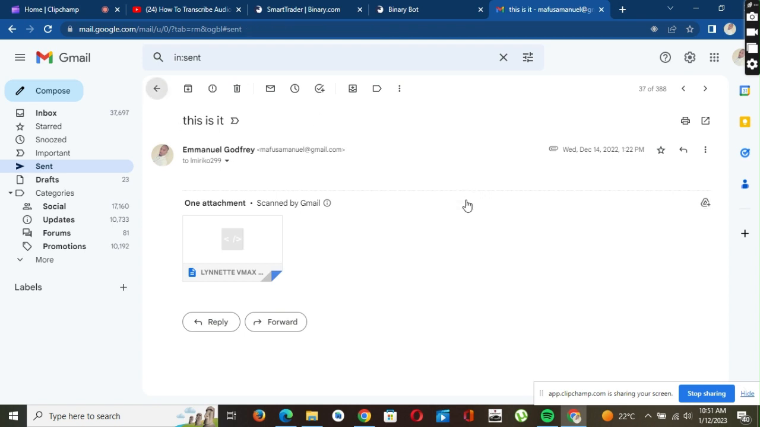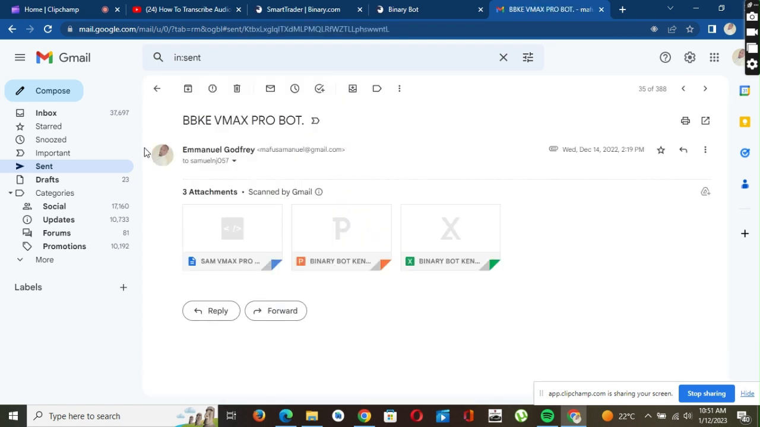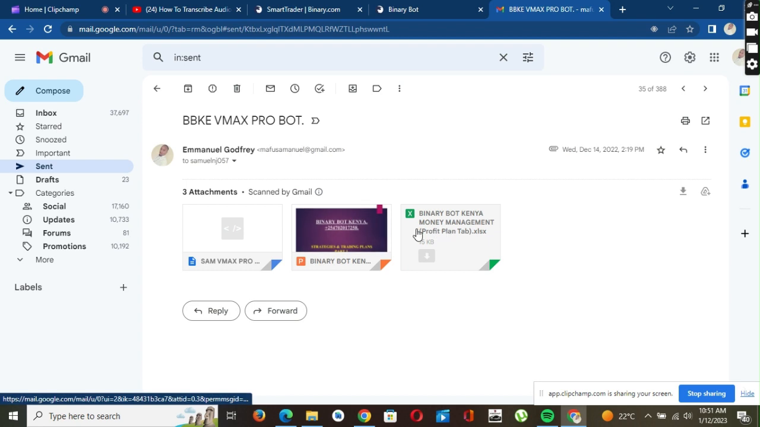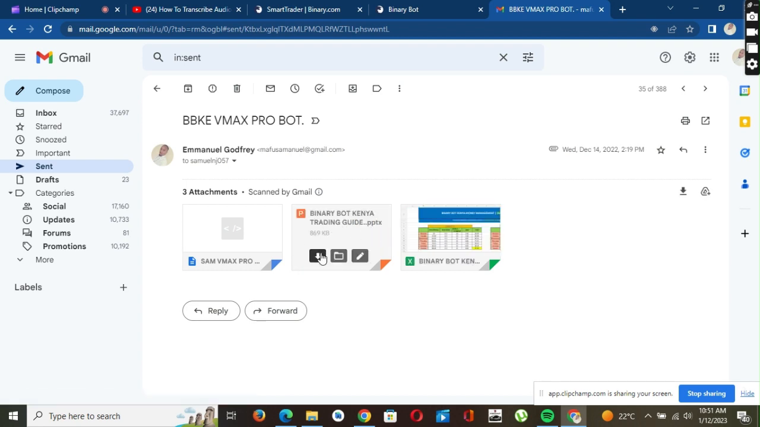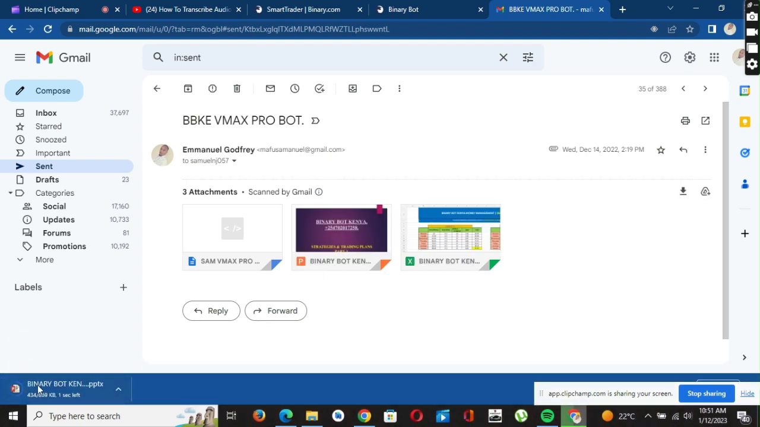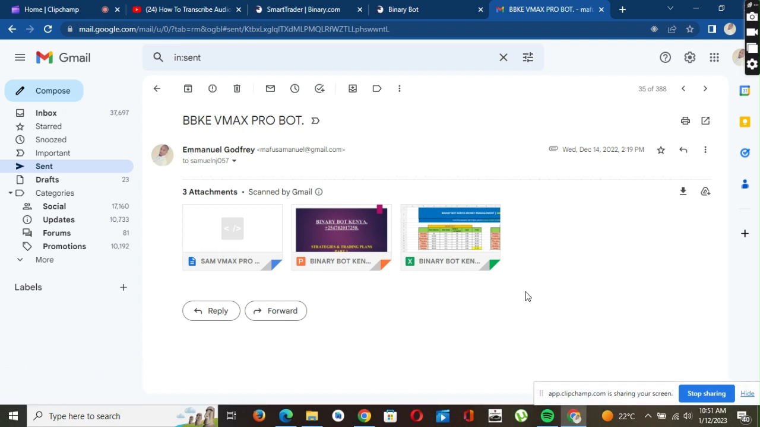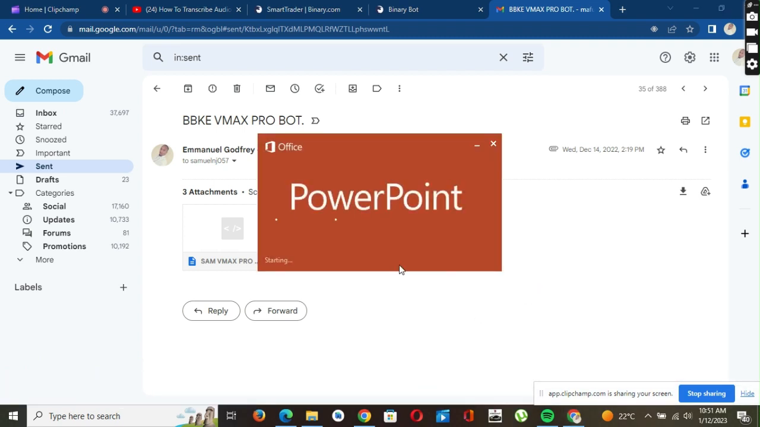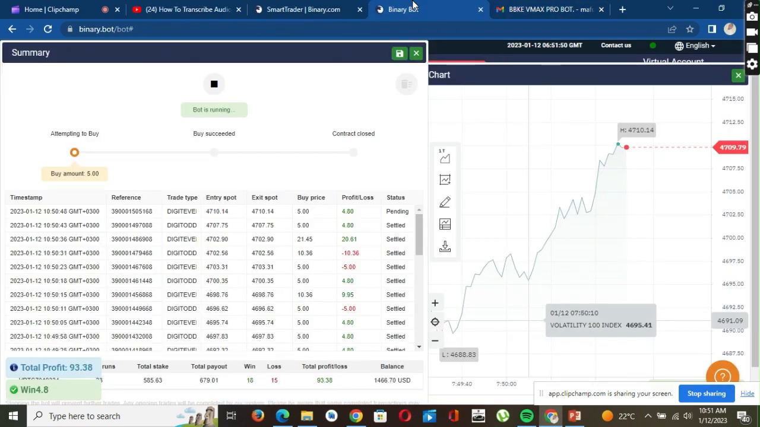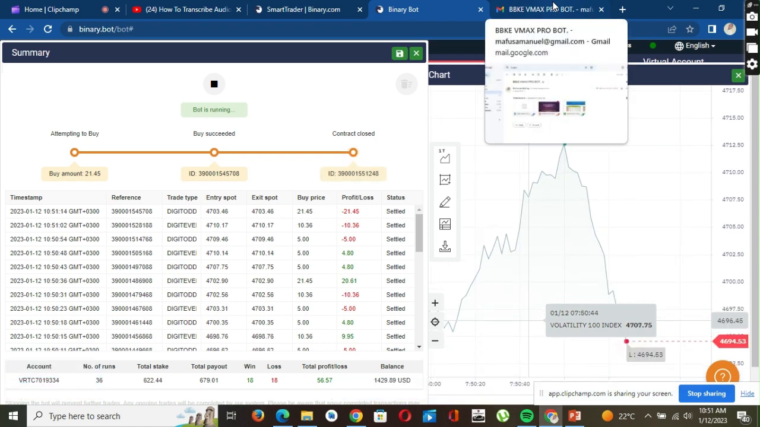Okay, I'm just looking for it in this email, so just bear with me. So this is it. Okay, so let me download this particular file and you see what I'm talking about. Even and odd trades are very simple to use. Now when you buy a trading bot from me, of course you'll get these files as well, which will be able to guide you on how to trade and make the most out of your trading experience.